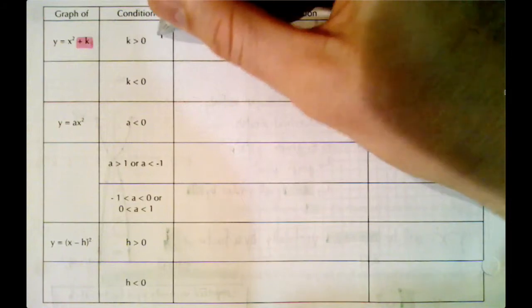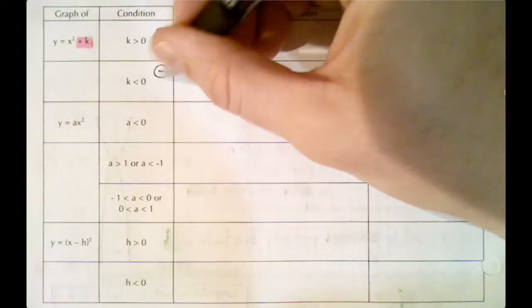All right, so summary. We've got x squared plus k. So if we have a number being added after the squared, we can either shift up or down. We shift up when k is bigger than 0, when k is positive. And when k is negative, it's a shift down. So that's a vertical translation.